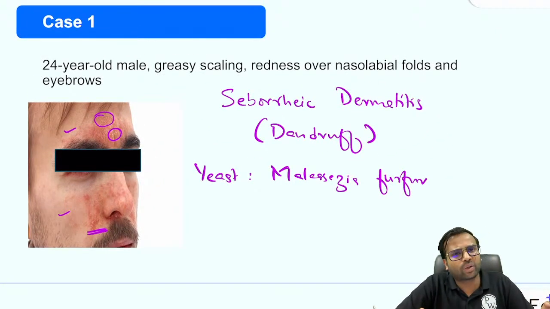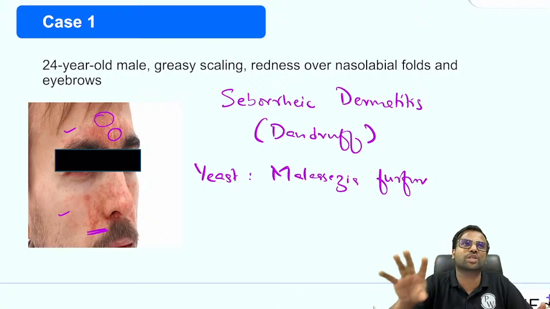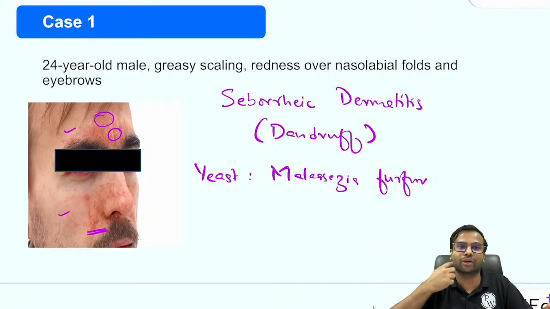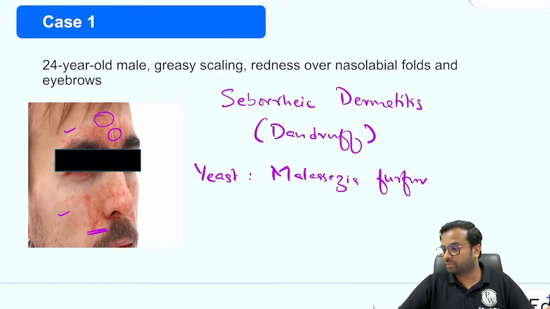Now, how do you diagnose? For a good dermatologist, this is going to be a clinical diagnosis. Because you see the patient, you see these kind of yellowish, greasy flaking, then you understand that. Yes, correct. So in the scalp, it more or less looks like whitish color scaling, but in the face, when it is adherent to the skin, it looks like yellowish.